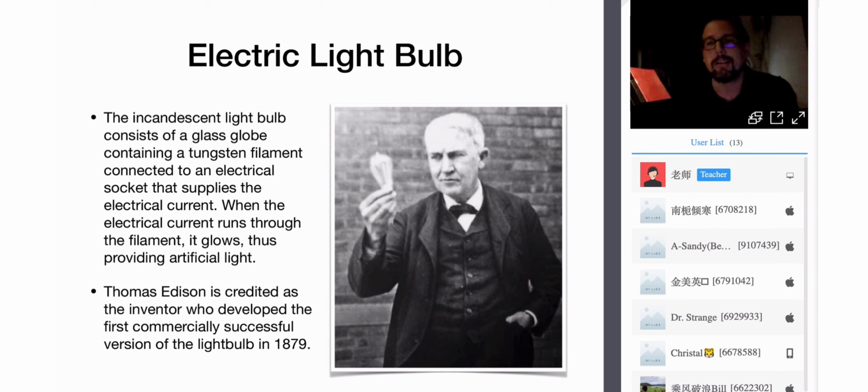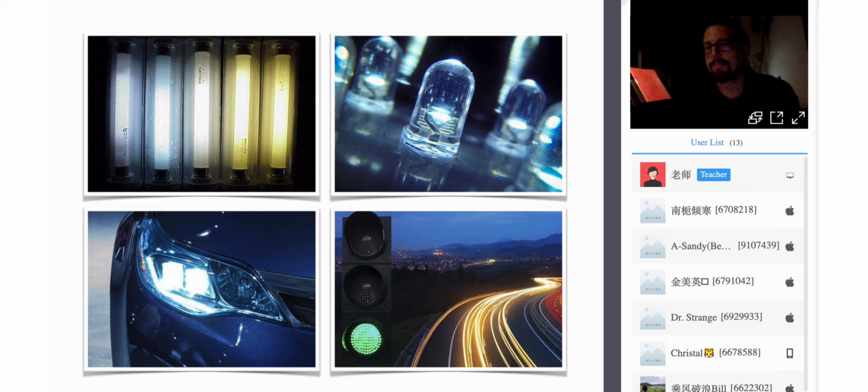Thomas Edison did not invent the light bulb. Many people were experimenting with this, but he did develop the commercially successful version of the light bulb, a kind of light bulb that could be affordably made and mass-produced. Nowadays, we don't just use the incandescent light bulb. In fact, we rarely use it at all because it is not very energy efficient. Rather, we use other sources using different technologies: the fluorescent, the halogen, the LED.